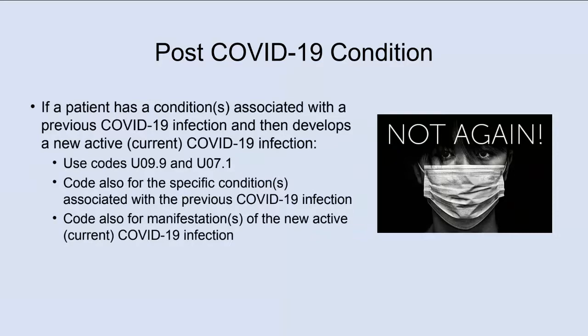So, in the unfortunate instance when a patient has a condition associated with a previous COVID-19 infection and then develops a new one, very sad circumstance. So they had a previous one and now they have a new infection. You can use U09.9 and U07.1. Code also the specific conditions associated with the previous COVID-19 and also any conditions related to the current COVID-19. So any signs or symptoms or conditions that are there due to either the previous one or the current one can be reported.